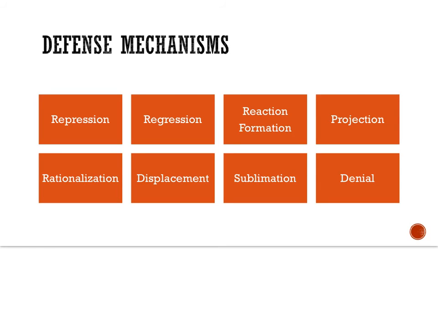Sublimation is a form of displacement, but it's actually in a good way. So if you're getting divorced and you write a song about it, or write a book about it, or paint a painting, or have a great piece of artwork, you're displacing those negative feelings, but you're doing so in a good way, and that's when it's sublimation. And then the last defense mechanism is going to be denial, where you just refuse to believe that something is true.